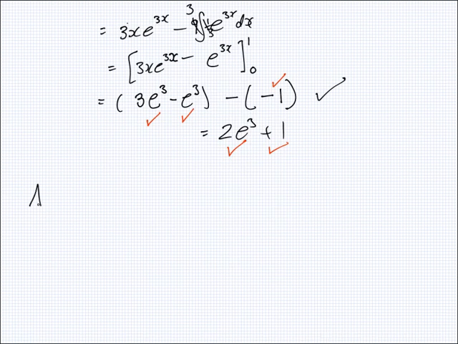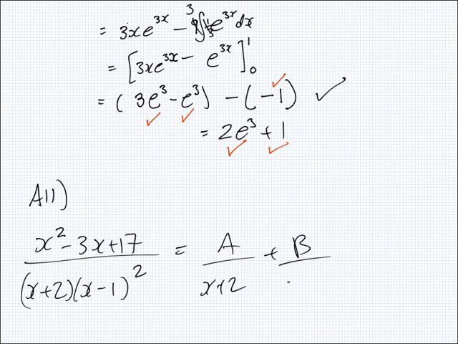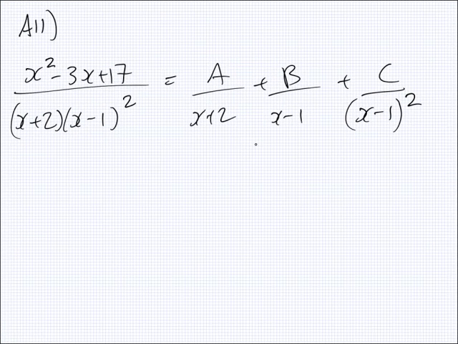This is A11. x squared minus 3x plus 17 over x plus 2 times x minus 1 squared. They say that's equal to A over x plus 2 plus B over x minus 1 plus C over x minus 1 squared, and they ask you for the A, B, and C for 4 marks. Give that one a try.